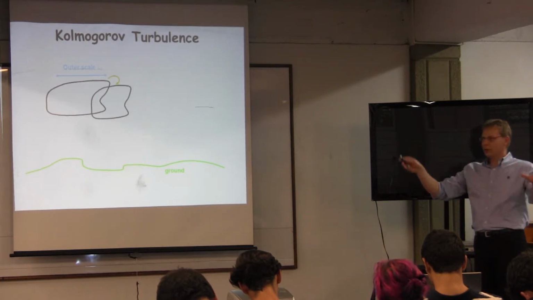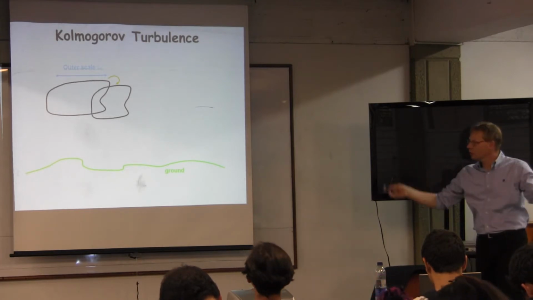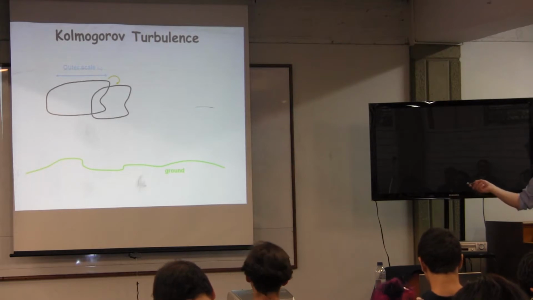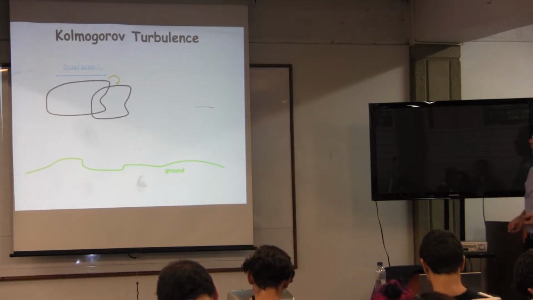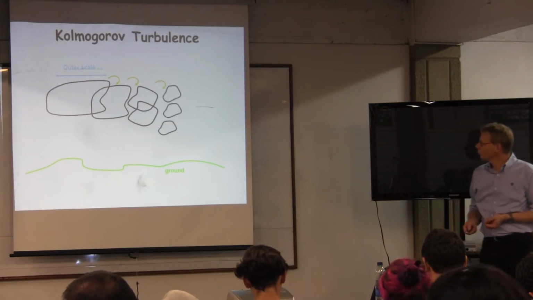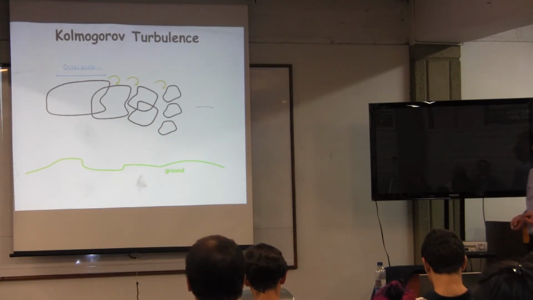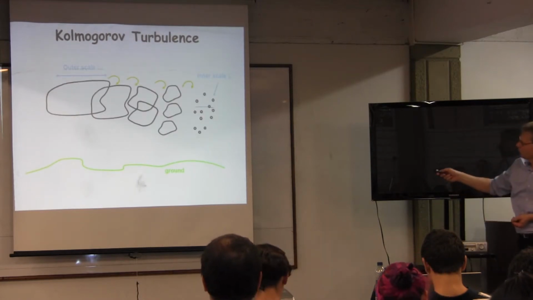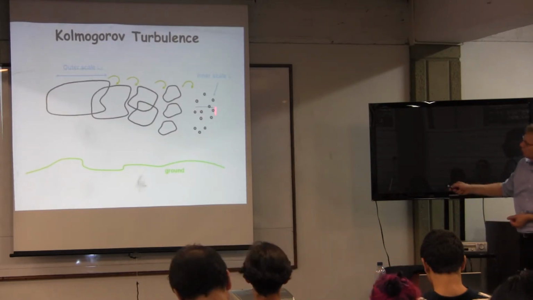And of course, as the turbulence evolves, if we would just take one big block of the outer scale and follow it in time, it will break up in smaller units, smaller units, smaller units, down to this minimum inner scale.